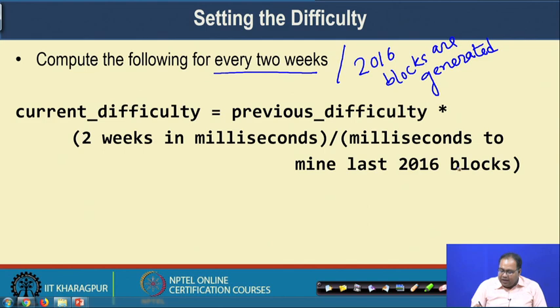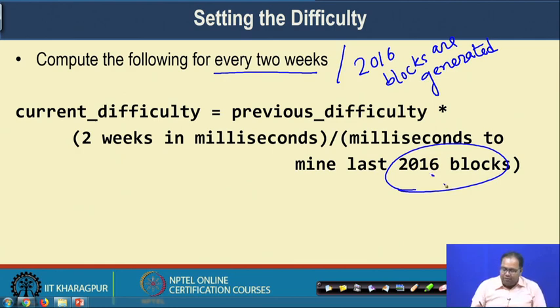So, that means if you are taking less time to mine 2016 blocks compared to 2 weeks, then you are going to increase the current difficulty. So, if you can generate 2016 blocks faster, that means the current difficulty is too easy for the miner. So, you increase the difficulty level.